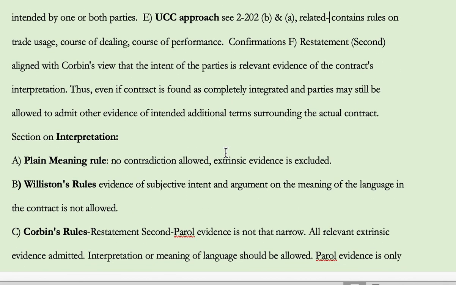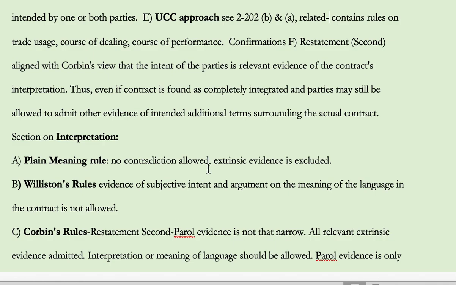So we get a lot of different areas discussed here, so I'm just going over what I jotted down in notes. And so they broke it apart based on parol evidence and also interpretation. So one of the things they were talking about was interpretation and outlining it, and then they showed the plain meaning rule, Williston's rule, and then Corbin's rule.